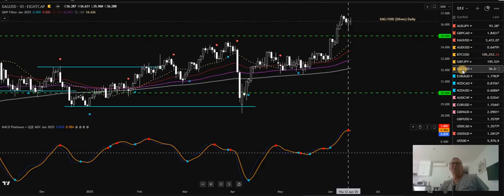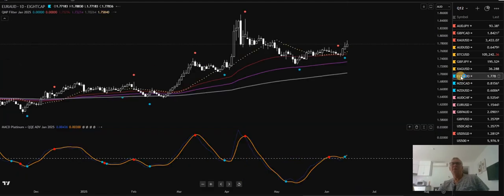XAG USD, silver, in no trades at the moment. You can see the trend is up. Like gold, it's sort of heading up, but this is a bit more savage on the move. Red dot on the MACD, platinum above the 0 level. These round numbers, in this case $35, and that's the $30 level. So it's silver, just getting ready, potential sell coming up.